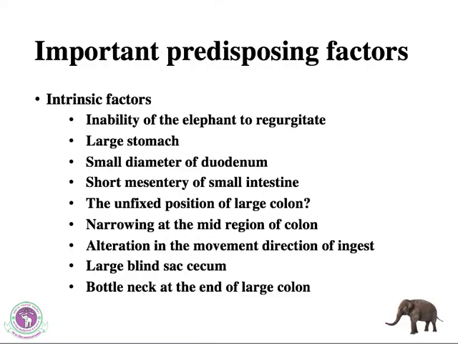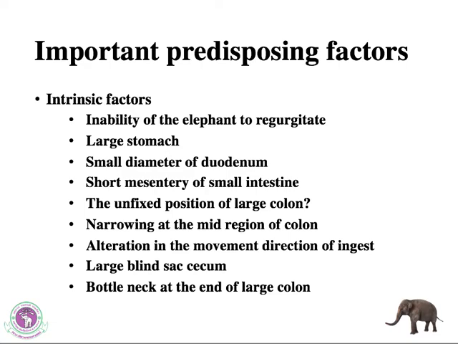So now I'm going to talk about the important predisposing factors in this species. I'll divide them into intrinsic factors and extrinsic factors. The intrinsic factor means the elephant itself. So basically, the elephant is unable to regurgitate like horses, and my hypothesis is that it has a very strong cardiac sphincter.